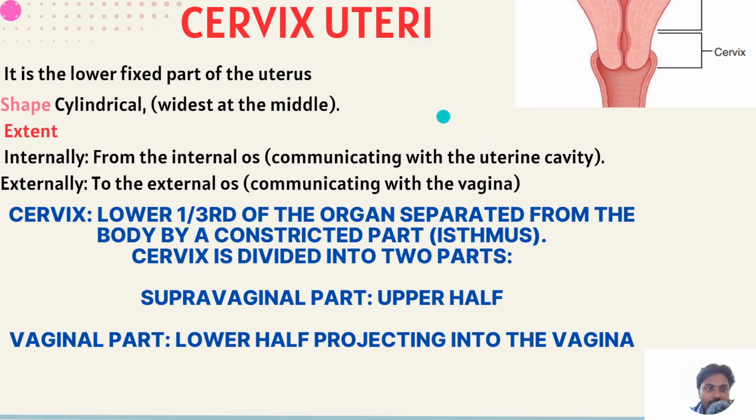Let's discuss the cervix of the uterus. It is the lower fixed part of the uterus, cylindrical in shape, and it extends from the internal os to the external os. The cervix is the lower one third of the organ, separated from the body by a constricted part called the isthmus. The cervix is divided into two parts: the supravaginal part, the upper half, and the vaginal part, which opens into the vagina.